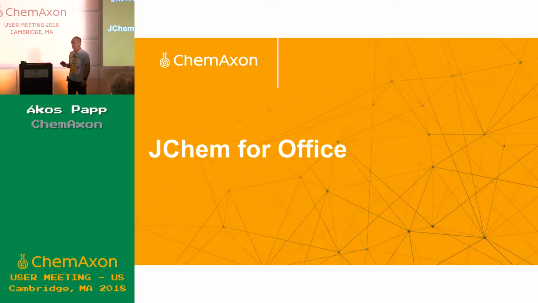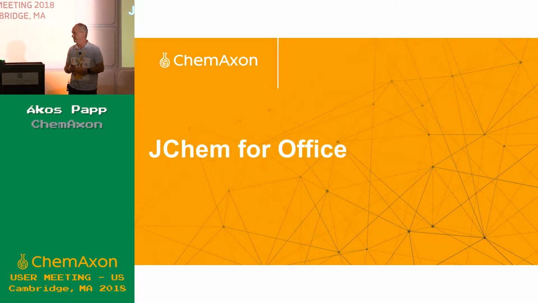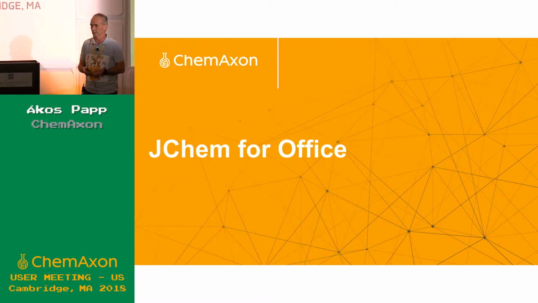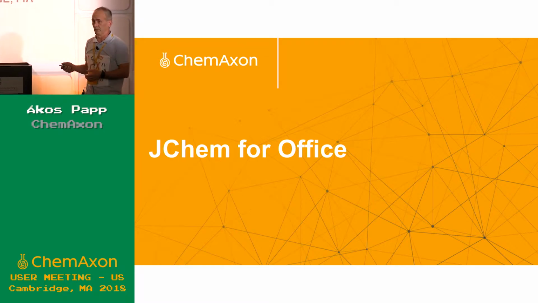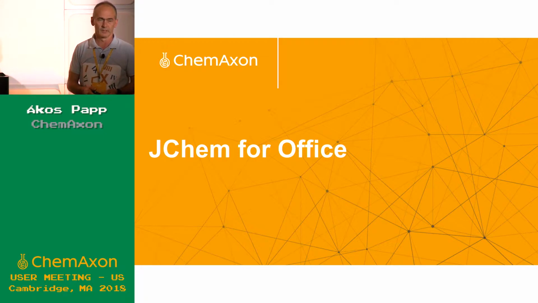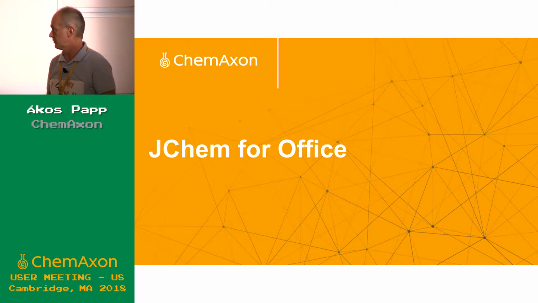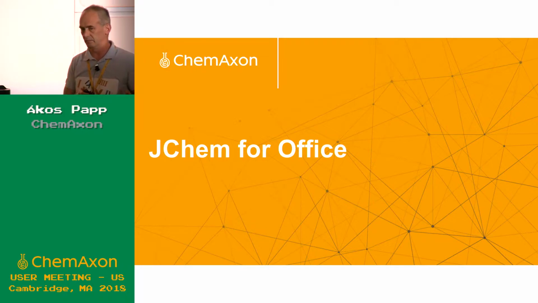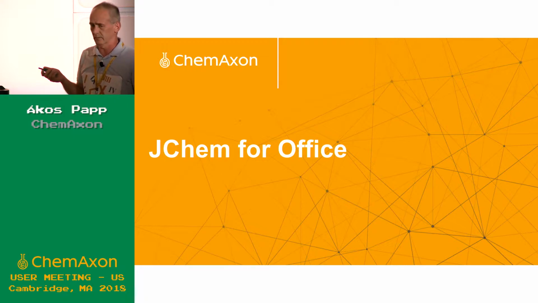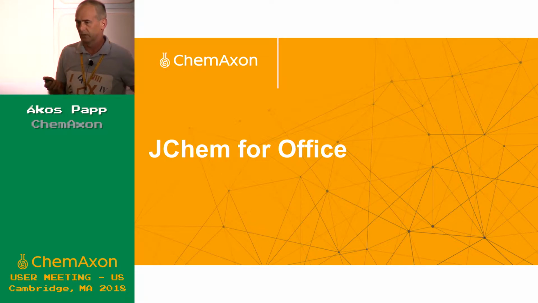Actually, I will talk about two different things now to call your attention. Another use of our API. So JChem for Office is a desktop application you can integrate. You can add chemistry into Excel and also to PowerPoint or Word documents. What I will show today is how you can use our Java API.